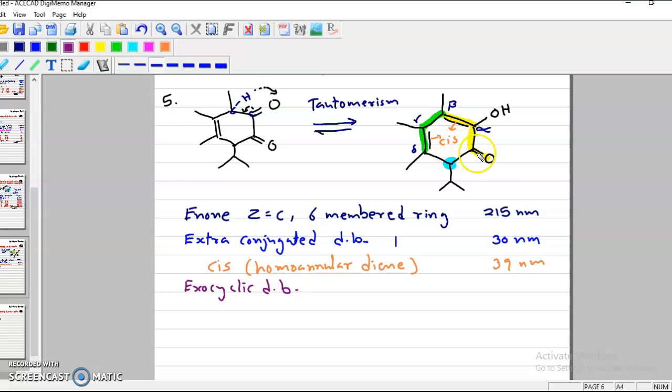Look, if C double bond O is exocyclic, we will not consider that as exocyclic. But now we have to see from the next double bond of the system, that is alpha, beta, gamma, delta. These two double bonds are endocyclic because all carbons are in the same system, same ring, and therefore there is no exocyclic double bond. And therefore we will put 0 nanometer for this one. Next is substitution.